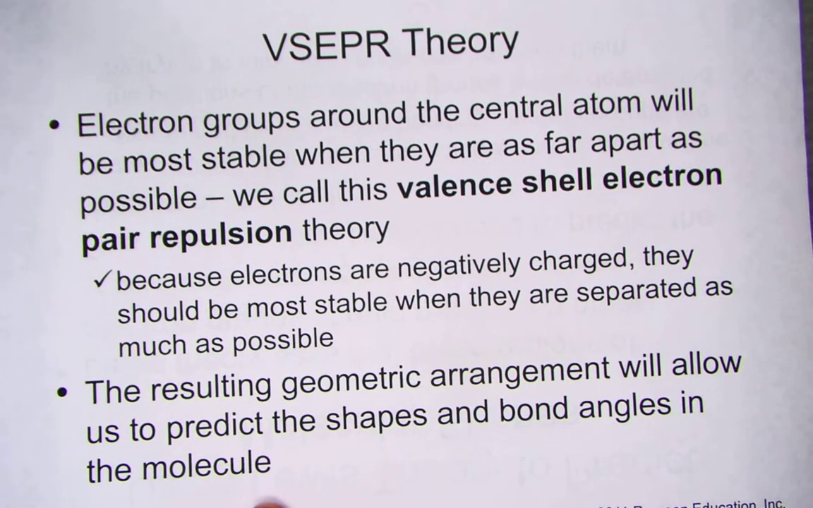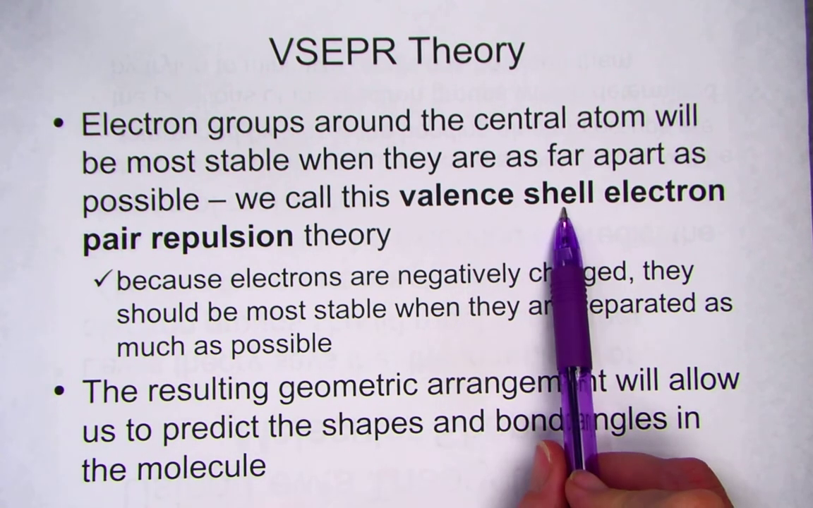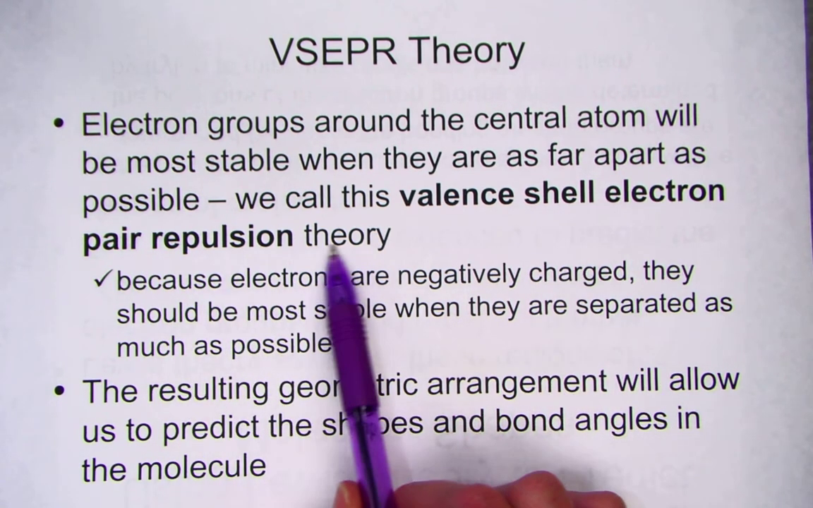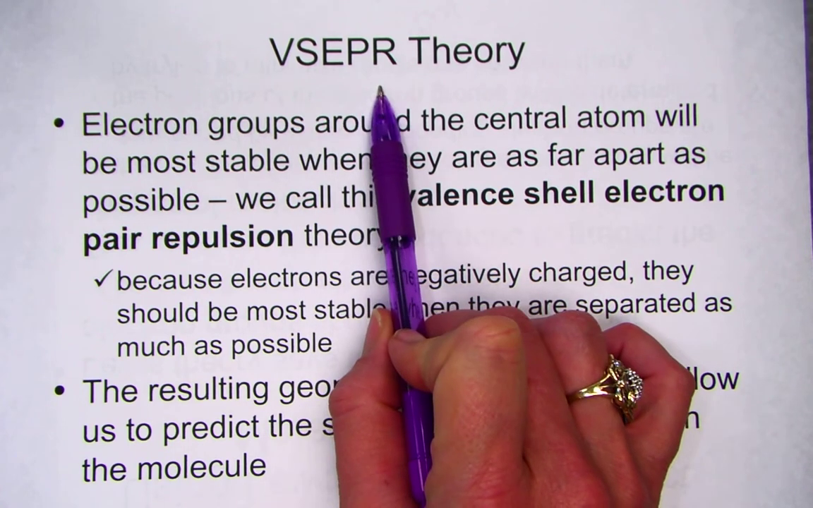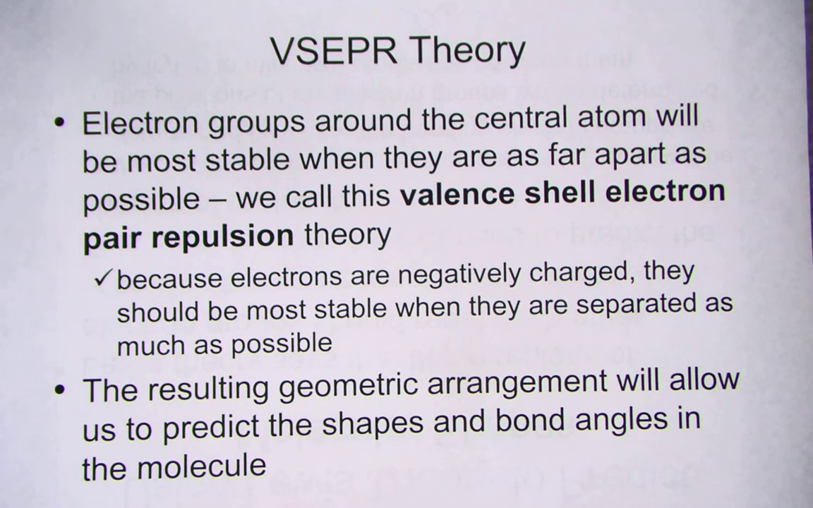This theory is called the VESPER theory. VSEPR stands for the valence shell electron pair repulsion theory, commonly referred to as Vesper. It describes how the electron groups place themselves around the central atom to create the most stable geometric shape. And by stable, we're trying to minimize the repulsion of any unbonded pairs of electrons, making sure that the atoms themselves have the greatest amount of room.